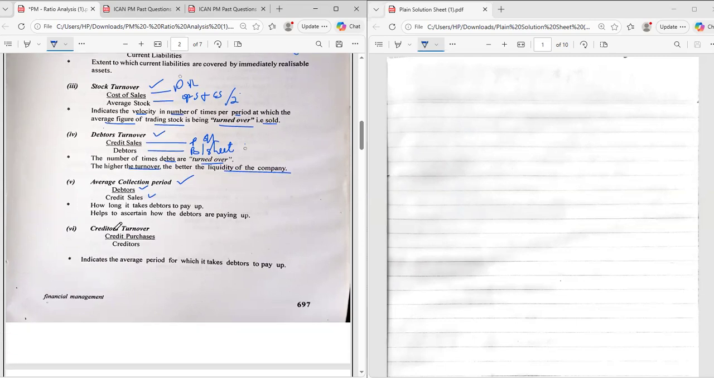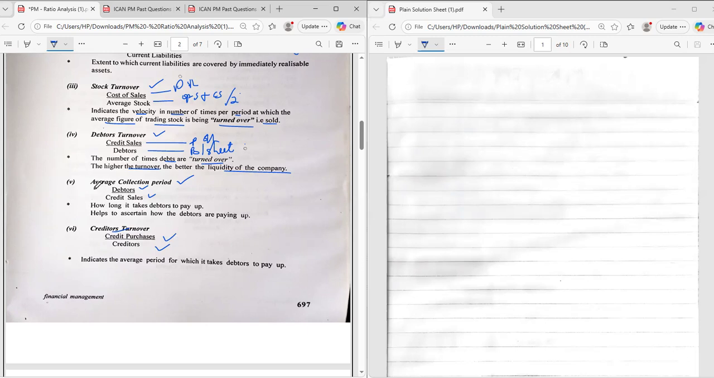Then let's go on. We have creditors turnover. The formula is credit purchases divided by creditors. Who will tell you credit purchases? They may not give you credit purchases. Just use purchases like that. And sometimes they may not even give you purchases. Use cost of sales, because purchases is inside cost of sales. But look for purchases first in the question before you begin to take other options. Does that make sense now?